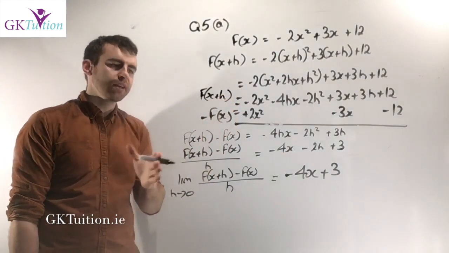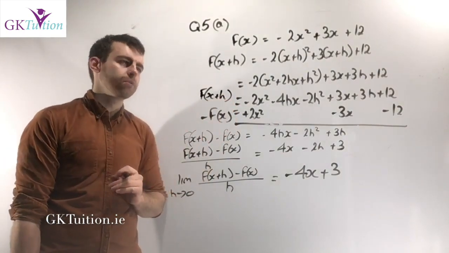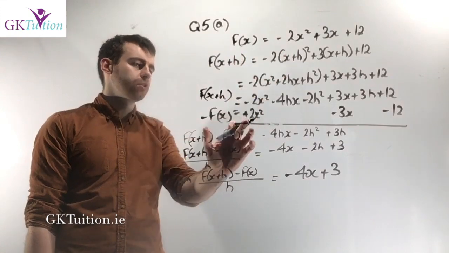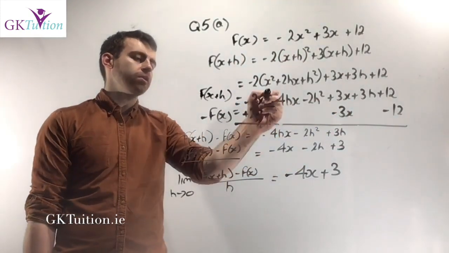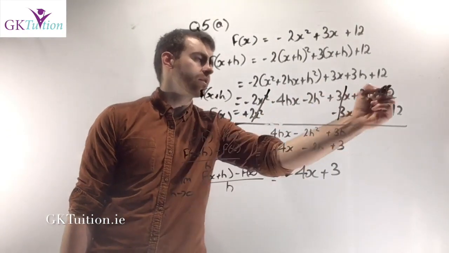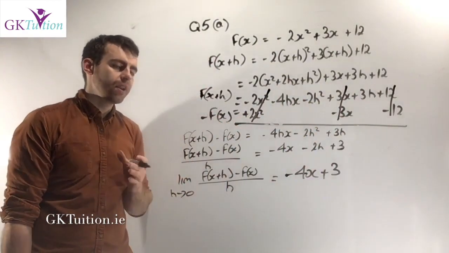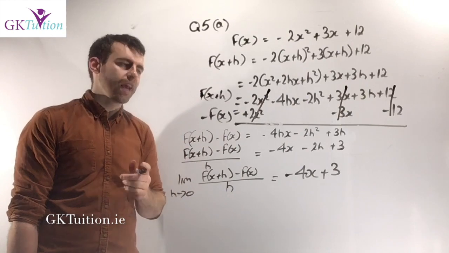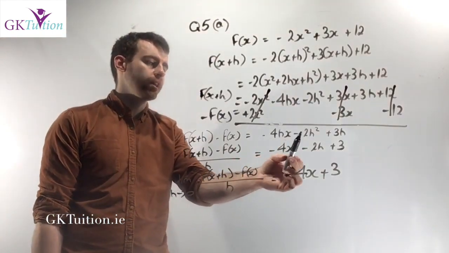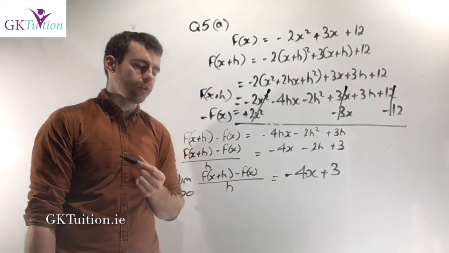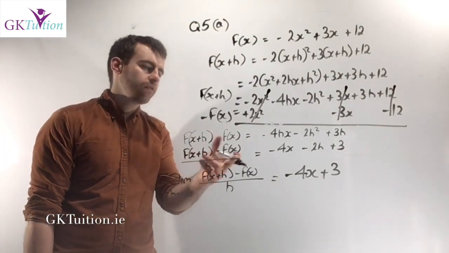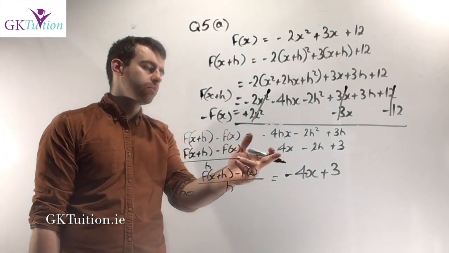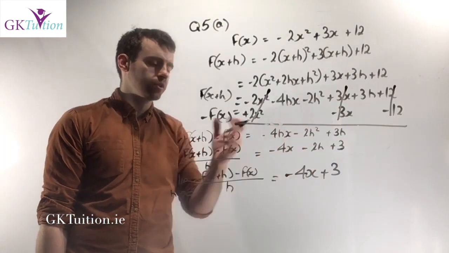What I want to do then is subtract f of x. Subtracting f of x, this becomes plus 2x squared, and each of these become minus 3x and then minus 12. So the x squareds will cancel, those x's and the 12s. And I'm left with f of x plus h minus f of x, which is minus 4hx minus 2h squared plus 3h. The next thing I want is all of that divided by h. If I divide h into each term, I end up with minus 4x minus 2h plus 3.